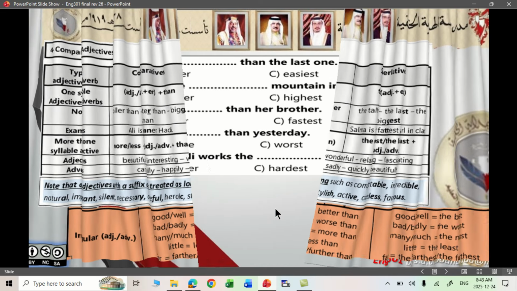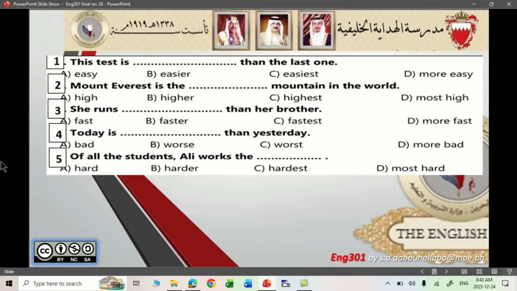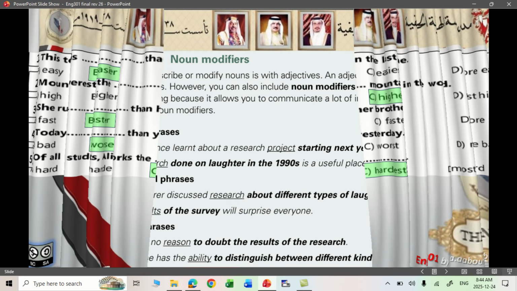All right? Here we come again to some exercises on that, and as usual, please pause, do your answers, and then I'll show you the answers to check. Well, we are back. As you have paused and answered, now check your answers. Here are the right answers for these questions. And let's move on to the next grammar point.